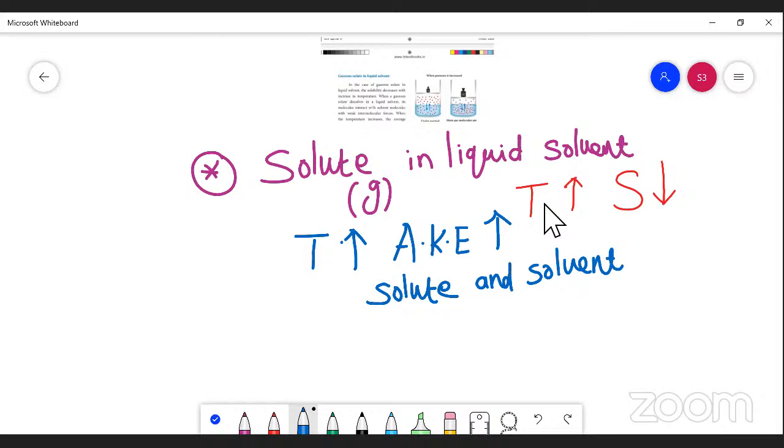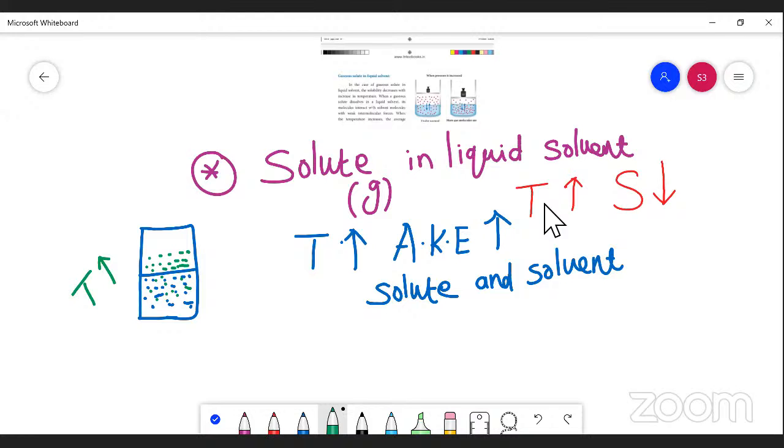Solute and solvent particles will be very big because, for example, if you take the diagram, this is the solvent, and the solute, when they dissolve, will be like this, dissolving into the solvent. What happens when the temperature increases? If I raise the temperature here, the temperature increases.